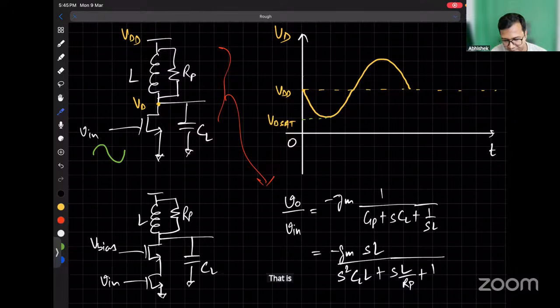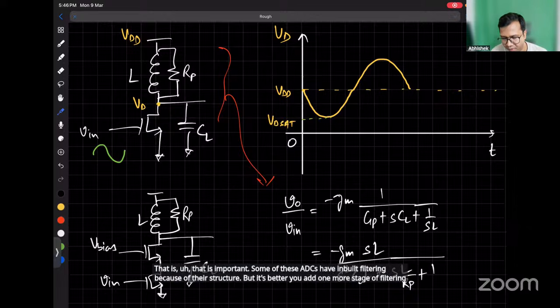That is important. Some of these ADCs have inbuilt filtering because of their structure, but it's better you add one more stage of filtering before feeding to the ADC.